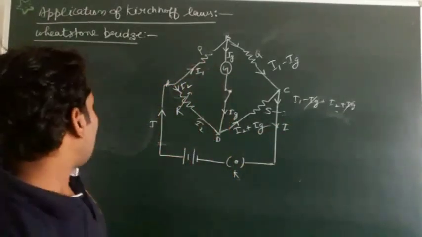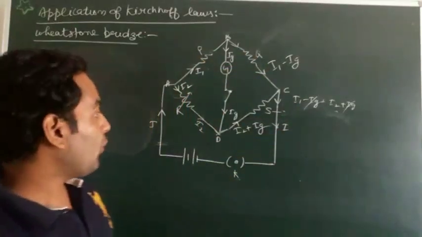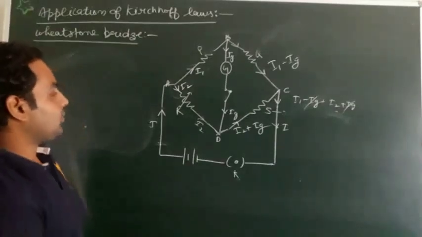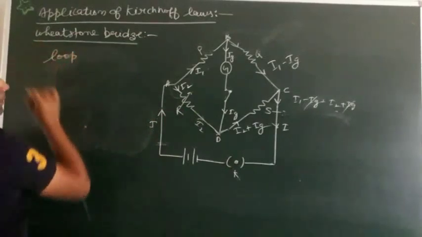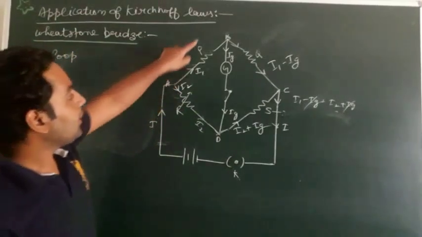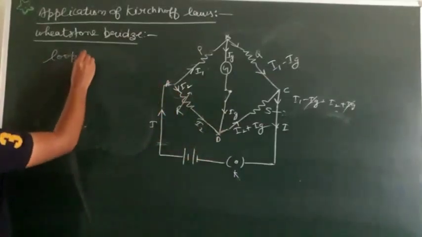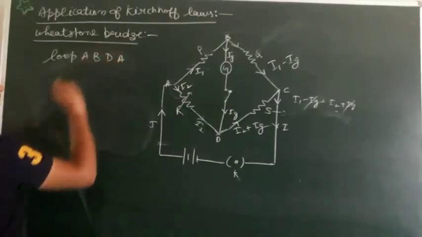So now we have to prove that the ratio P by Q is equal to R by S. So how will we prove it? We will prove it by Kirchhoff's law. First we will take the arm, or loop, name. I am writing here: the loop is A, B, D, A.